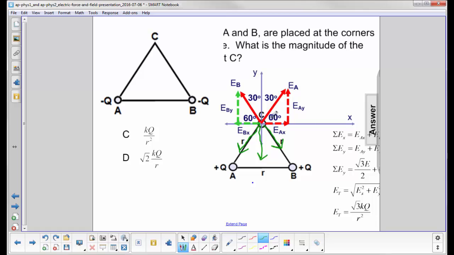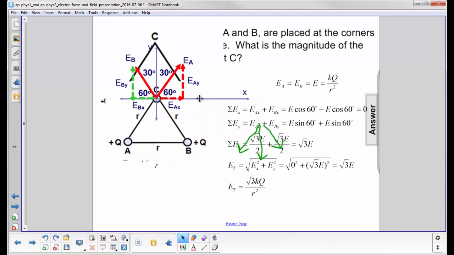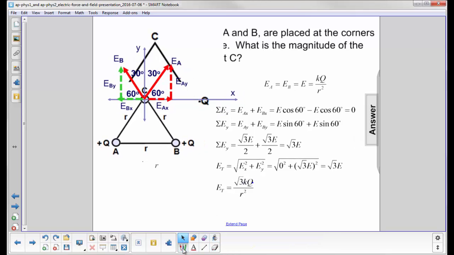But this is just a mirror image of this. It's a reflection. So all the angles will stay the same. So what we can do is still use our solution. And let me get rid of this. And just remember that we're flipping the direction of the electric field. But we're only asking for the magnitude anyway.